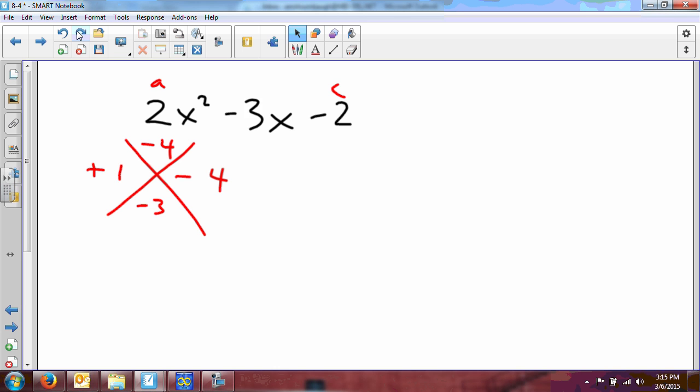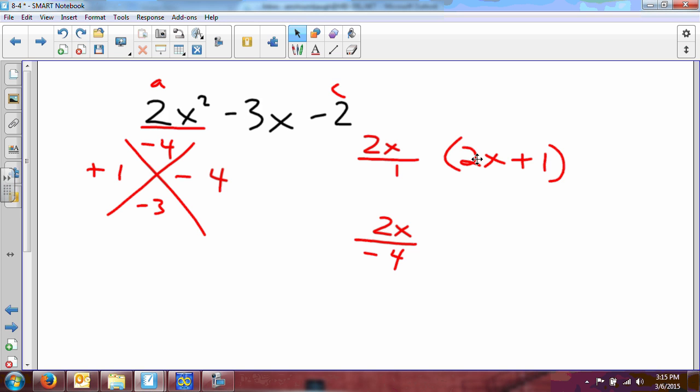Okay, again, I'm going to take my 1, I'm going to take my -4, and what am I going to put on top? Well, the answer is this lovely little 2x right there. So 2x, 2x. Now, 2x over 1 technically reduces to just 2x, but that 1 is really, really important, okay? Because without it, I would just have 2x, and that wouldn't FOIL correctly. So I need 2x plus 1. I need this plus 1 here. 2x over -4 reduces to x over -2, which means x minus 2, and I got my two factors.